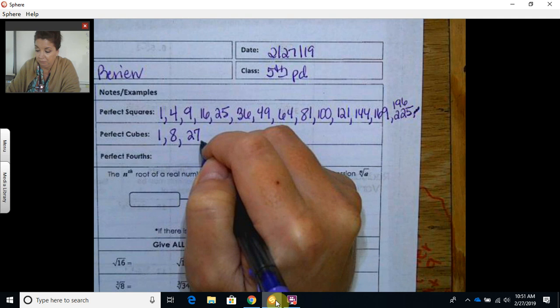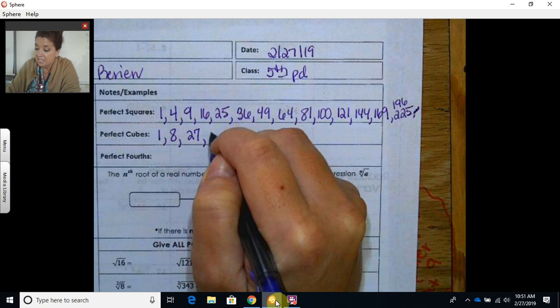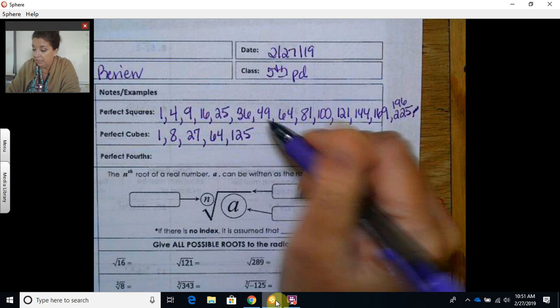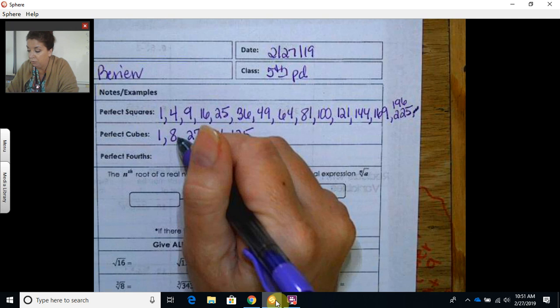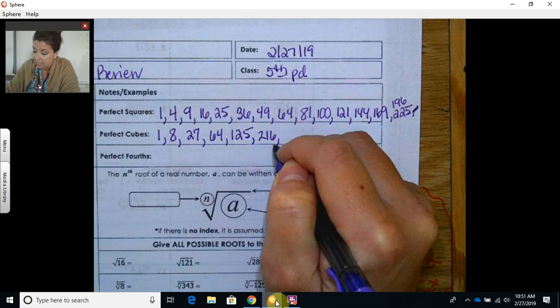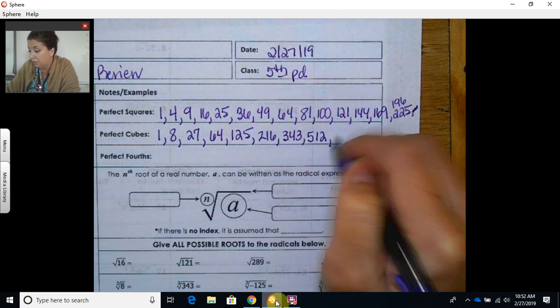3. Anybody know what 4 cubed is? 64. 5 cubed? 125. Very good. I would at least know these by heart. The next ones that I'm going to give you, I don't even know by heart. But the first 5 perfect cubes, you need to be able to recognize those are perfect cubes. 6 cubed is 216. 7 cubed is 343. 8 cubed is 512. 9 cubed is 729. And then we'll stop there.